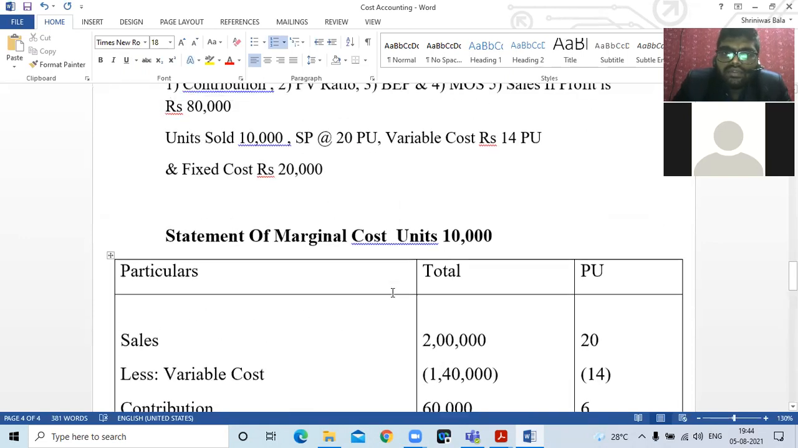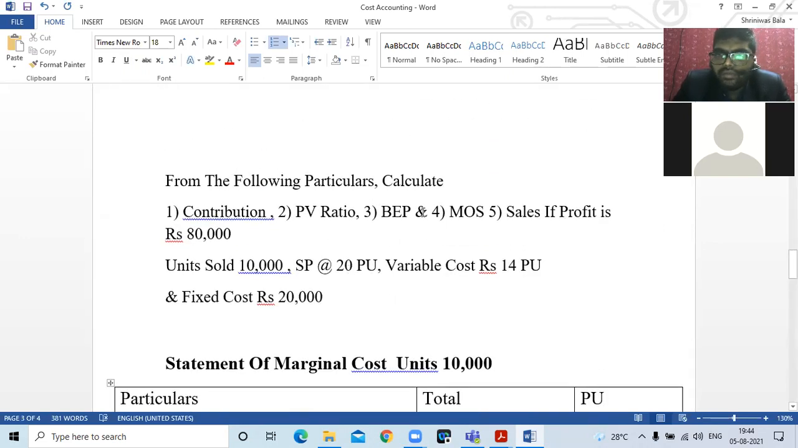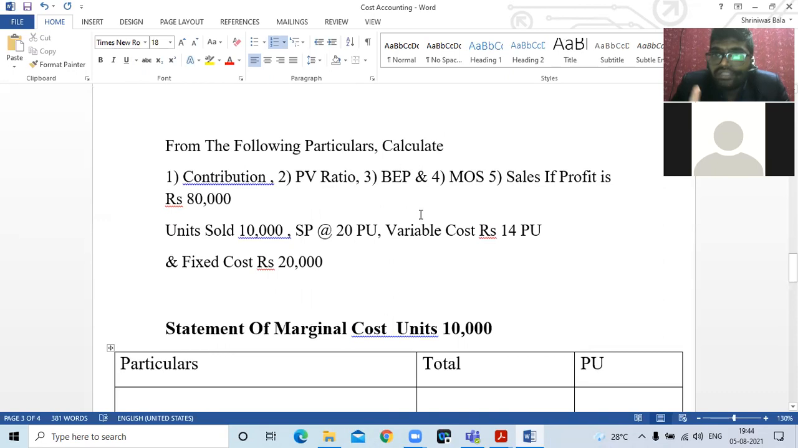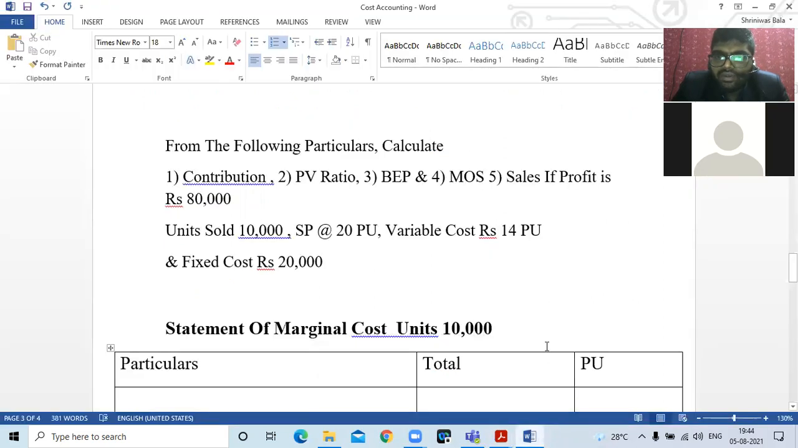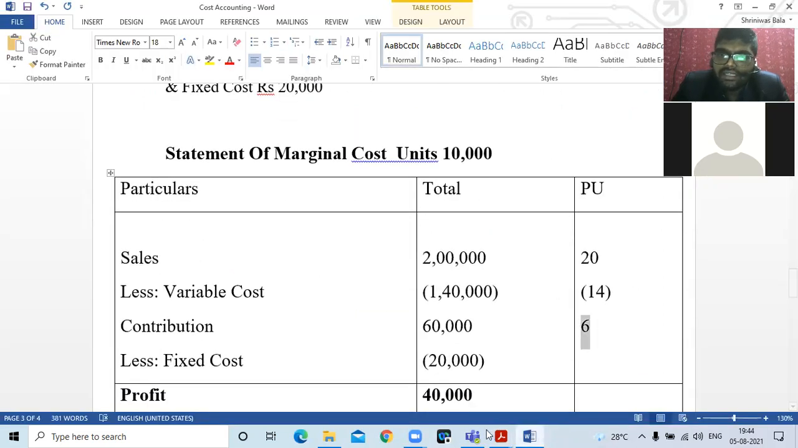Now they ask you to calculate break-even point of sales, but they have not mentioned whether you have to calculate it in units or in value. So we need to understand whether we can calculate in units or value or in both. For calculating in units, you should have details related to contribution per unit. You can check, you have the detail of contribution per unit. Answer is yes, sir.